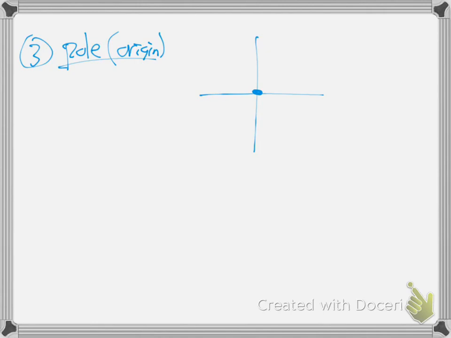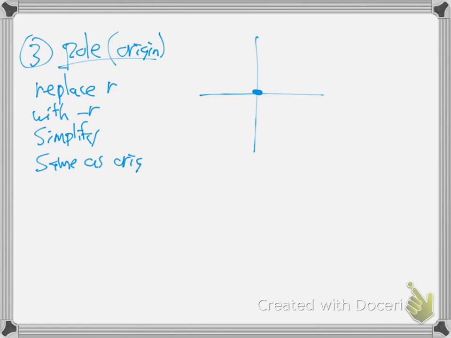So anyway, something is the same across the origin if you replace, what do we have left? We did theta alone with negative theta. We did r and theta with negative r, negative theta. So what do we have left? R alone with negative r. Simplify. Same as original, yes. So there it is. So this is just r with negative r.